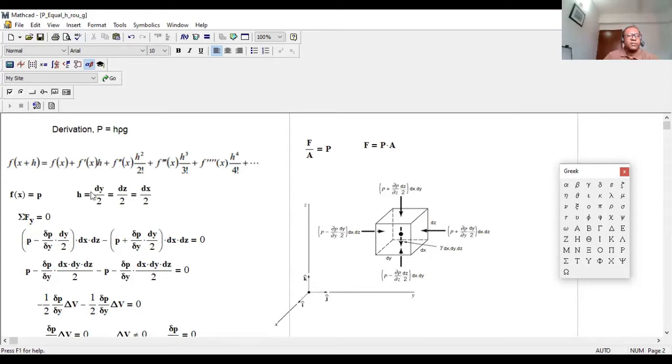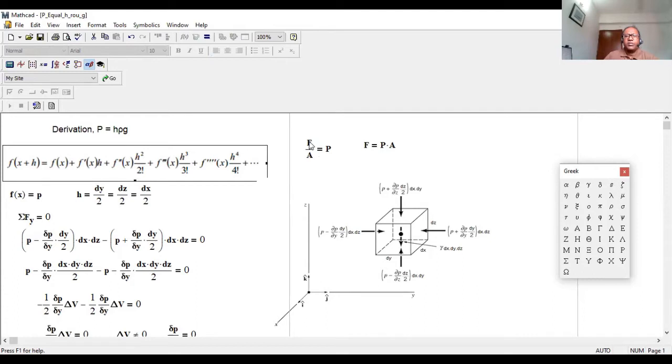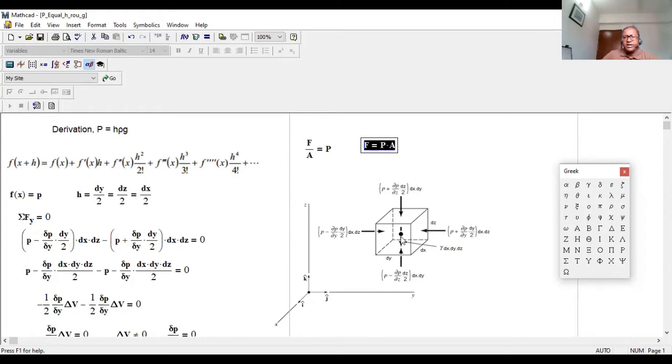At first, I put the Taylor series again over here and some formula: P equals F by A, so F equals PA. Now, at the center, the pressure is P. I need to figure out the pressure on this side and this side. So in that case, my h will be dy by 2, dz by 2, dx by 2. If you figure out the pressure on the negative side, then your h will be minus dy by 2. But on the positive side, your h will be positive dy by 2.